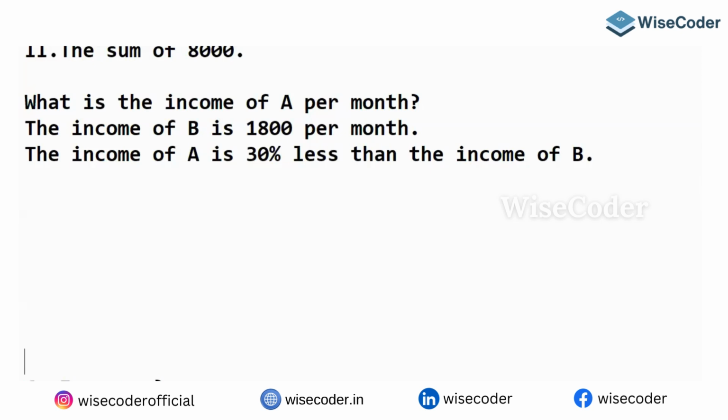Only look at statement 2. The income of A is 30% less than the income of B. Yeah, but the question is, what is the income of A? As you know, from statement 2, I will get only the percentage. What percentage will I get?